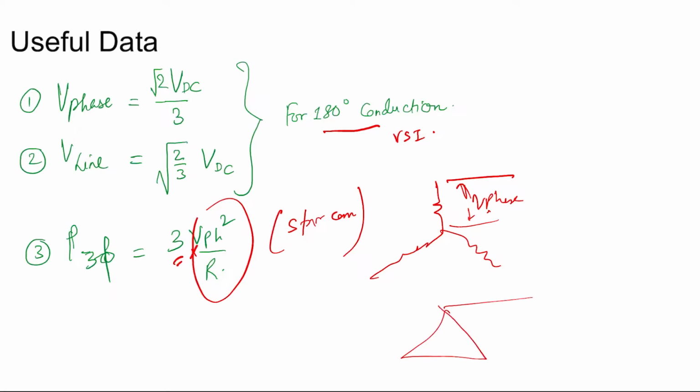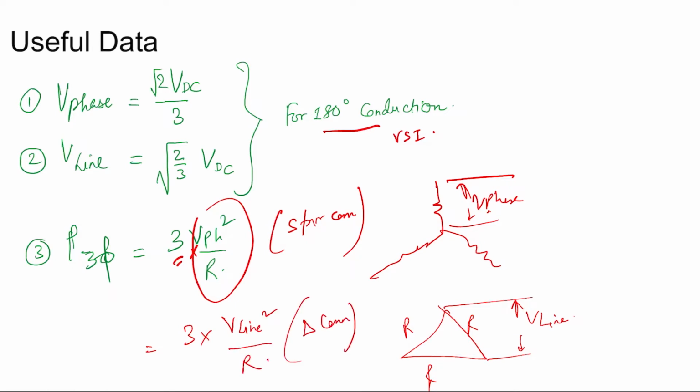However, for delta connection the voltage impressed across every R element is equal to V line. So the formula for delta connection will become V line square by R. So it's for delta connection. Be careful with the connection type.